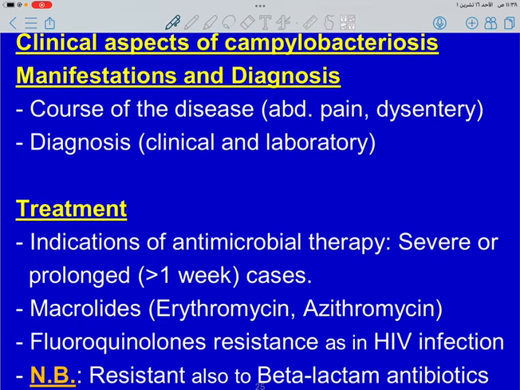Any question? No. The black stool, that is blood in the stool. When we have a black stool, it means upper GI bleeding. For the RBCs to be digested, if you have a black stool, it means something from the stomach.